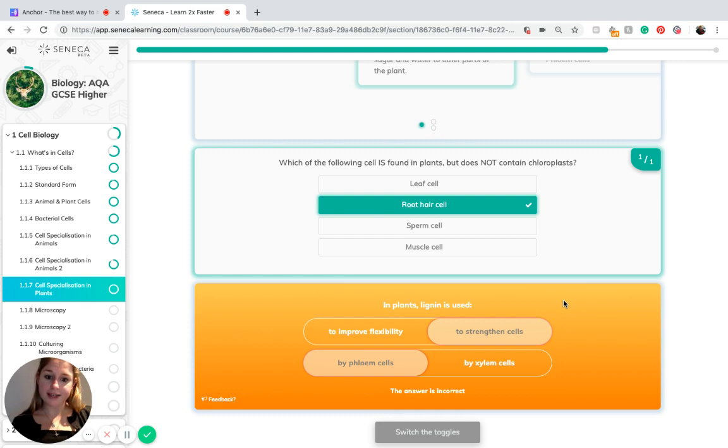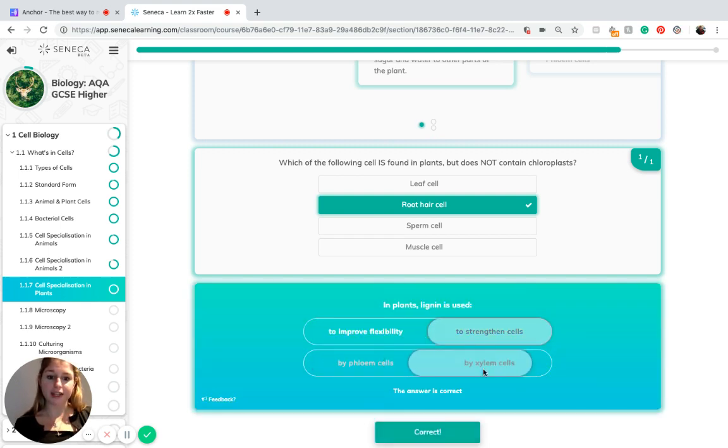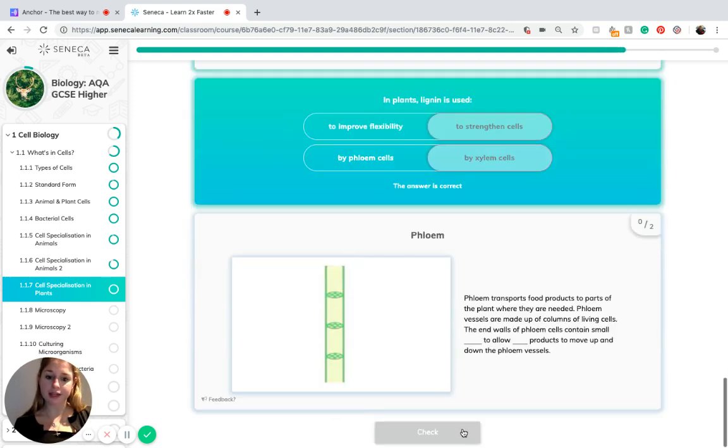And then to consider xylem vessels again, we know that lignin is used to strengthen cells, not to improve flexibility, and we know it's found in xylem cells, not phloem cells. So phloem transports food products to parts of the plant where they're needed. Phloem vessels are made up of columns of living cells, and the end walls of phloem cells contain small holes to allow food products to move up and down the phloem vessels.